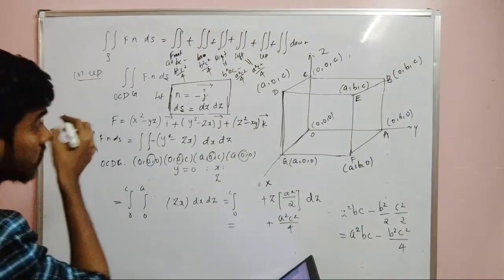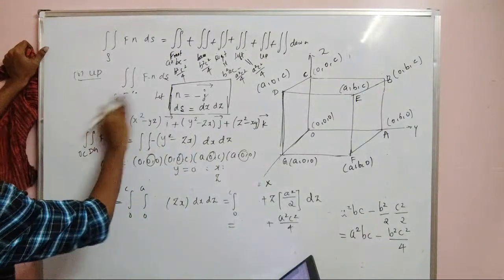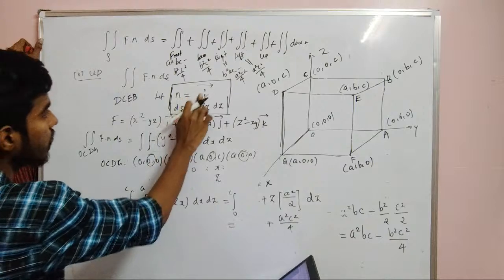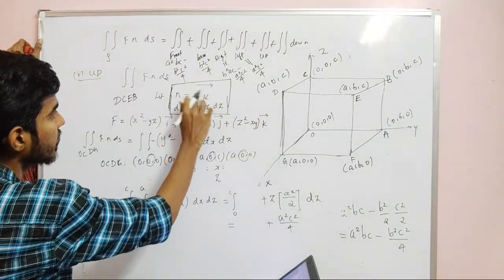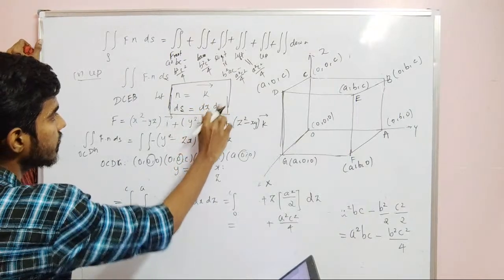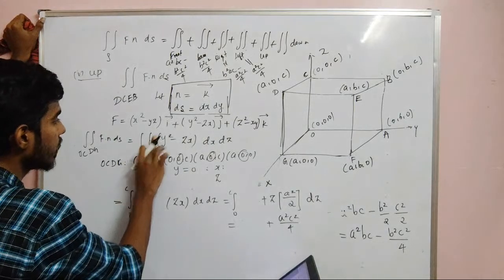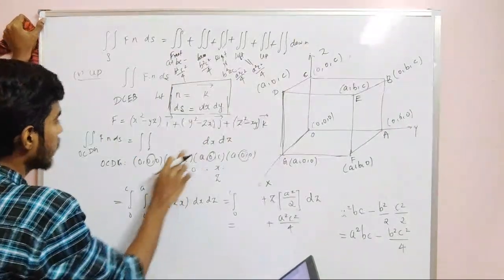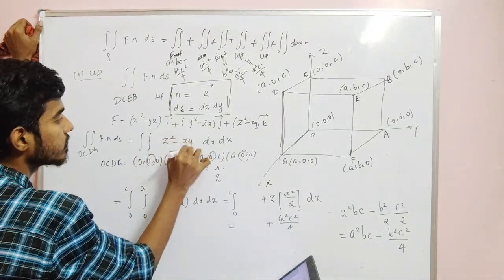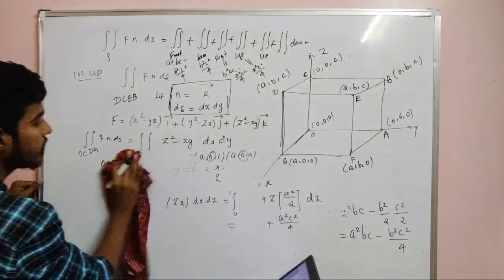So up is DCEB. You have to choose n to be equal to k, and dS will be dx dy. What will be my F dot n? F dot n will be F dot k, so it will be z square minus xy dx dy. Now we need to find the limits.